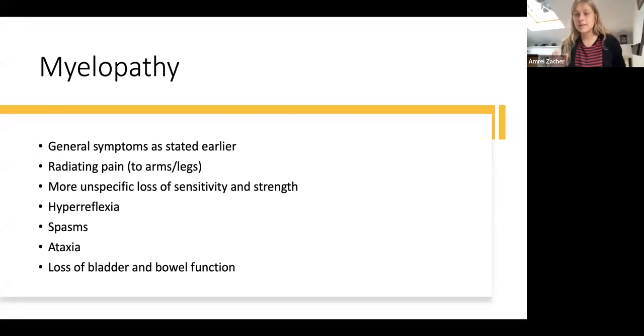But you have to note that ataxia, and also spasms, don't occur in every case of myelopathy. It might occur, but it's not obligatory. Another symptom would be the loss of bladder and bowel function.